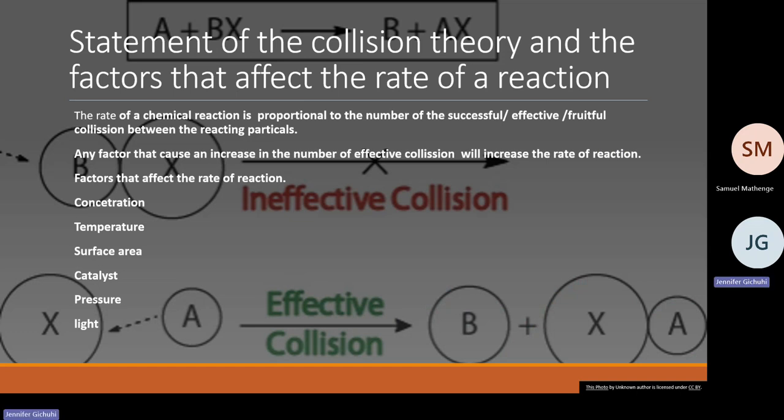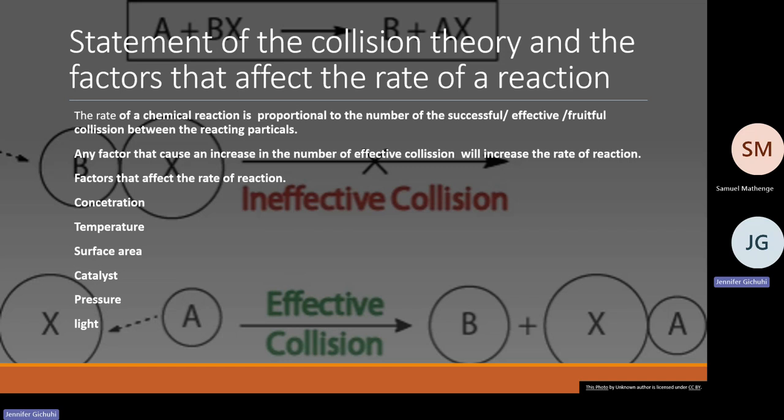Yes. So I would want us to move on to the statement of the collision theory now. And we shall look at the statement of the collision theory, and from there, we shall look at also the factors that affect the rate of a reaction. And we have already talked about how a reaction takes place. We have talked about the reactants colliding in the right orientation and with a minimum amount of energy, which we have called activation energy. And therefore now, what is this collision theory all about?